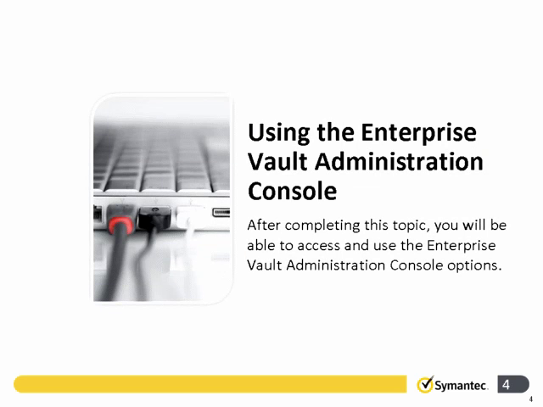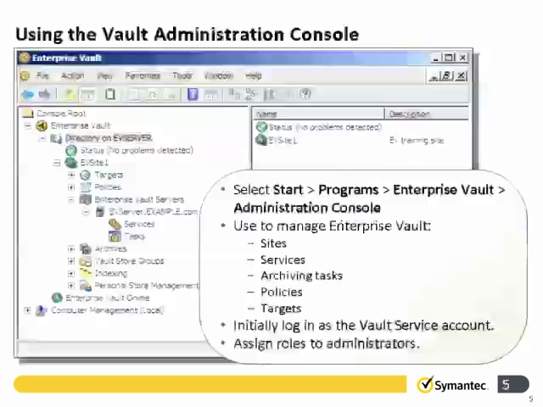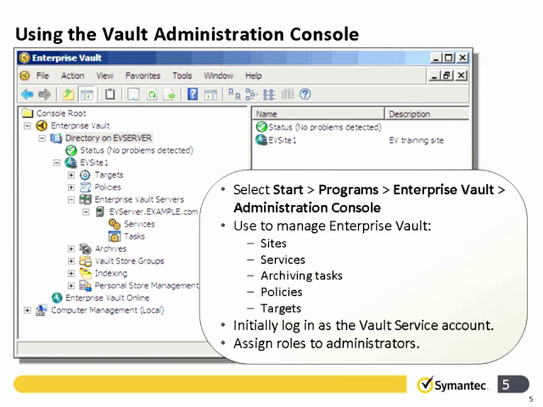First is using the Enterprise Vault Administration Console. It's set up as a Microsoft Management Console. On the left-hand side, you have a hierarchical tree view of the items, and on the right-hand side, you see the individual details. So I can expand and see which items I have on the left, and then go to the right-hand side and get additional information and the property pages for those items.